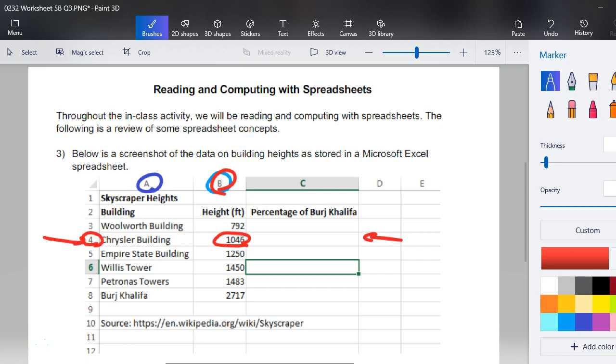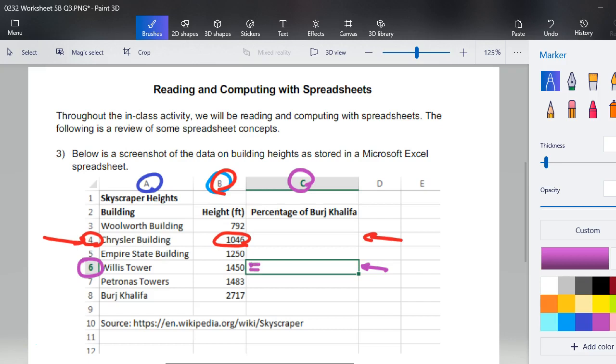Part E, in question 1, part C, we expressed the height of the Willis Tower as a percentage of the Burj Khalifa. Write a formula we would enter in the highlighted cell C6. So this, let me get another color. This cell is the one that they're talking about because it is C6. And in C6, what formula would we enter in this cell in order to perform this calculation on the spreadsheet? And so again, it's asking to express the height of the Willis Tower as a percentage of the Burj Khalifa.